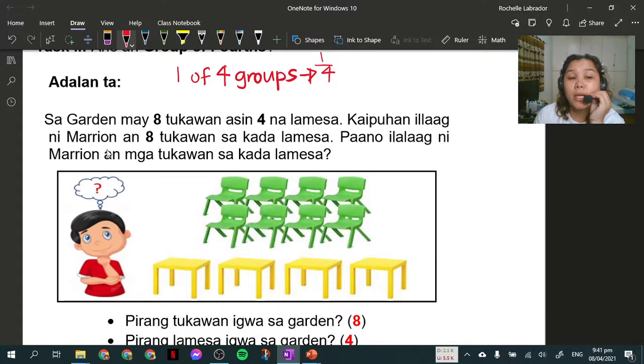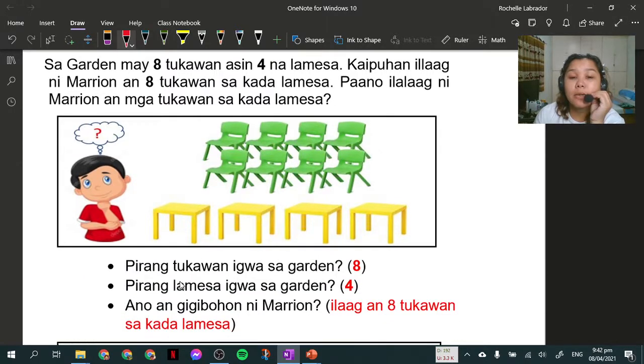Kaya po ang ilaag ni Marion ang 8 na tukawan sa kada lamesa. So, he will set chairs for each table. Paano ilalaag ni Marion ang mga tukawan sa kada lamesa? So, let's now answer the questions. May yang in red, yan ang answers. Pirang tukawan igwa sa garden? 8. Correct. So, 1, 2, 3, 4, 5, 6, 7, 8.